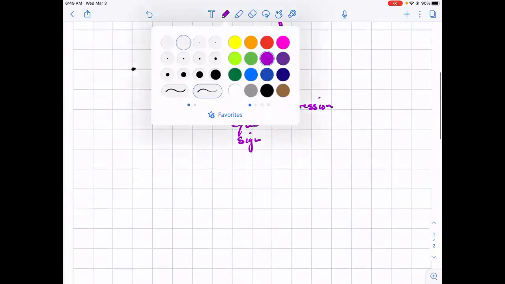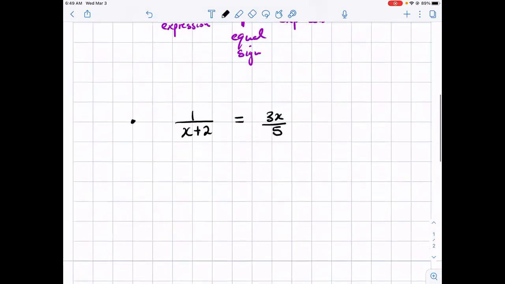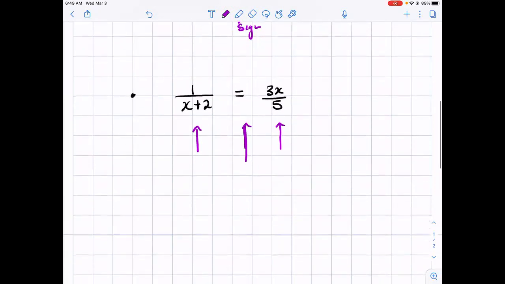If we look at another equation, we have 1 over x plus 2 equal to 3x over 5. So here we have the expression on the left of the equal sign, here is the equal sign, and here is the expression on the right. So we have our equal sign in the middle, our expression on the right, and our expression on the left.